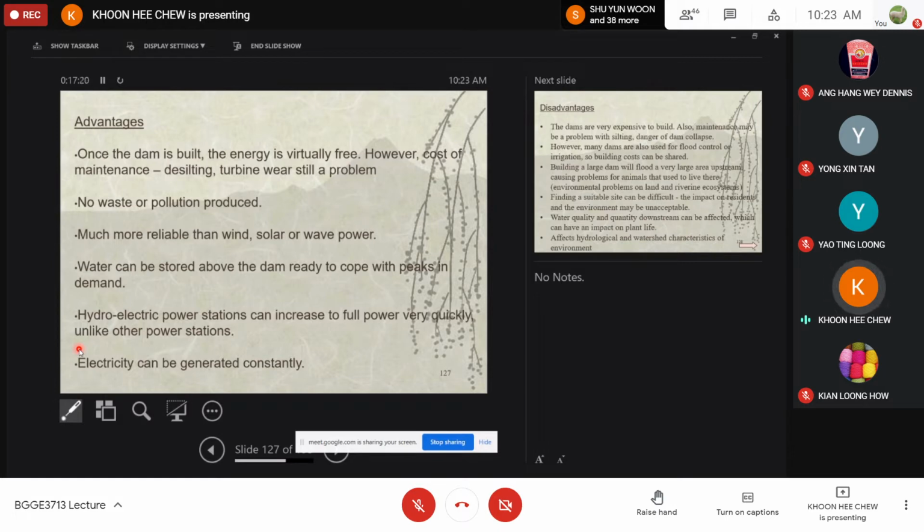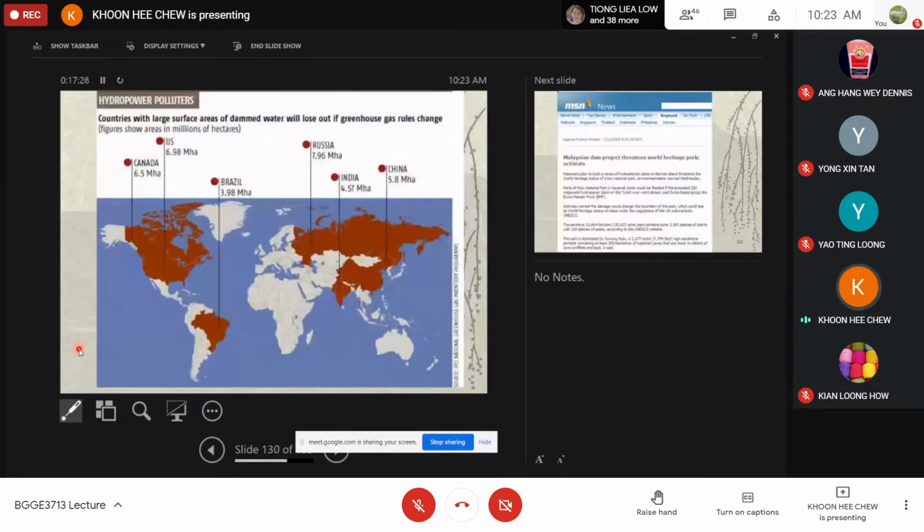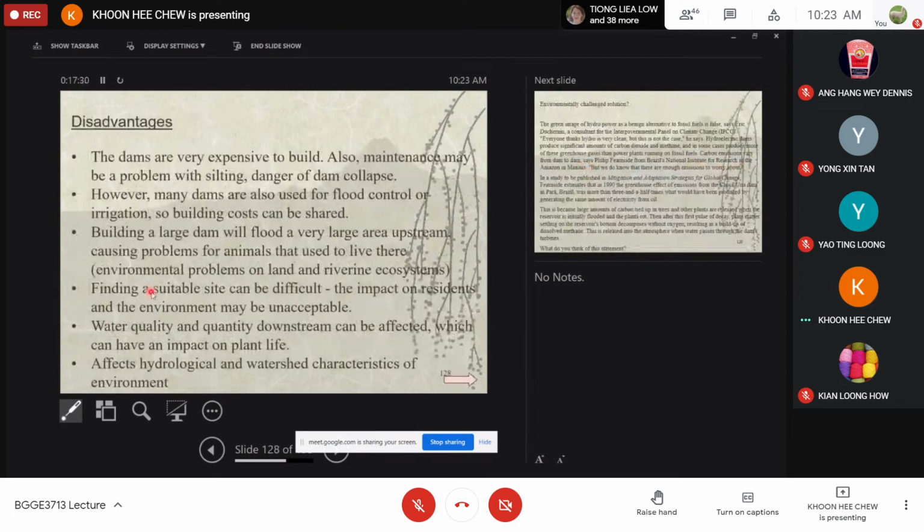So next, we have discussed the advantages of hydroelectricity. Now we look in more detail at the disadvantages that we have. Okay, dams are very expensive to build. And also maintenance can be a problem, with silting and the danger of dam collapse. So if the dam collapses, then the surrounding area will be flooded.